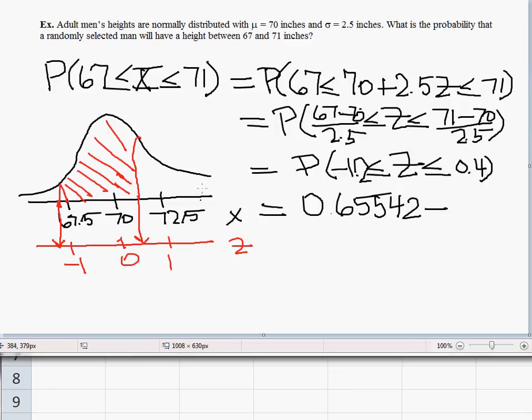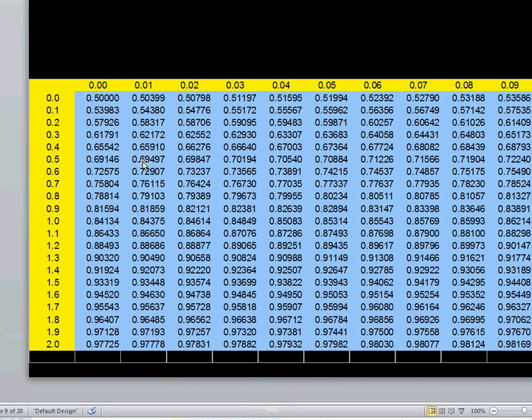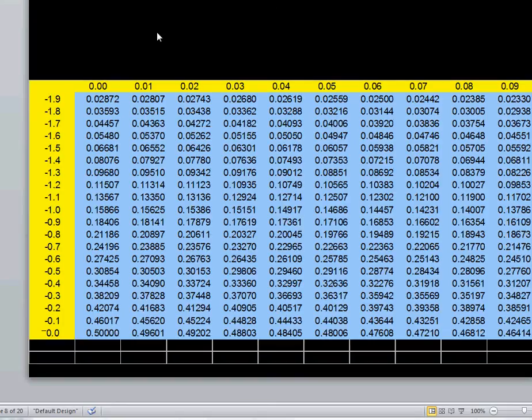Okay. Now that's too much, of course, because the area to the left of 0.4, the area to the left of this line here, includes a shaded area, but also includes the area here to the right in white. So I need to subtract off the area in white, and that would be the area to the left of negative 1.2. So for that, I go to the table again, and this time I look up negative 1.20. And so the area to the left of negative 1.20 is 0.11507.